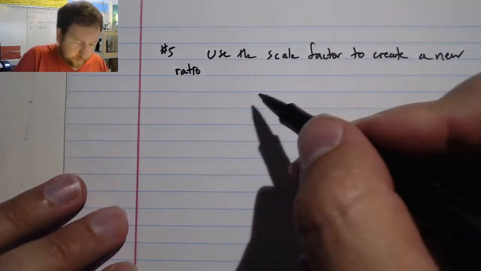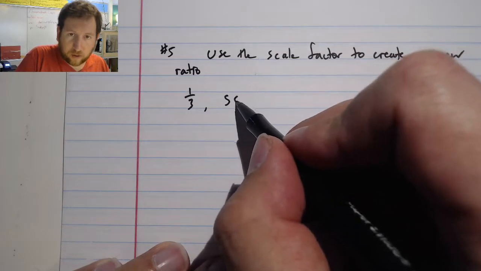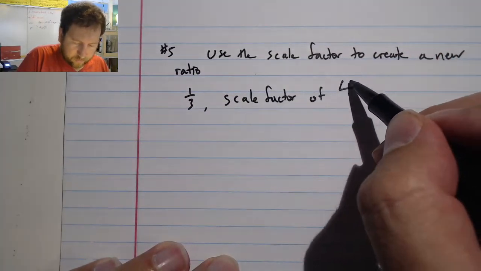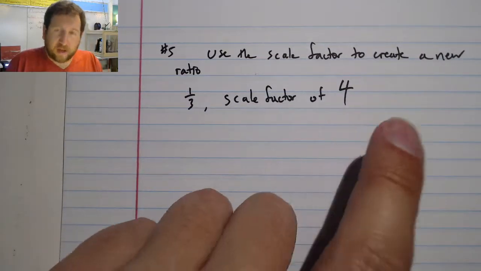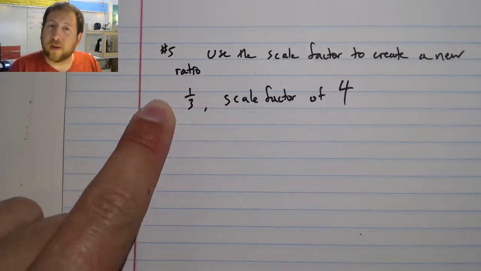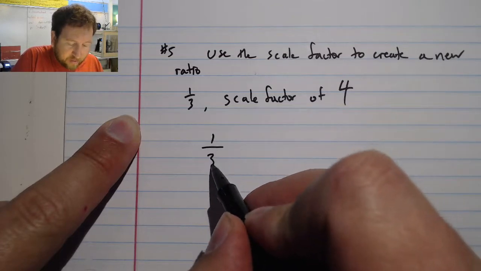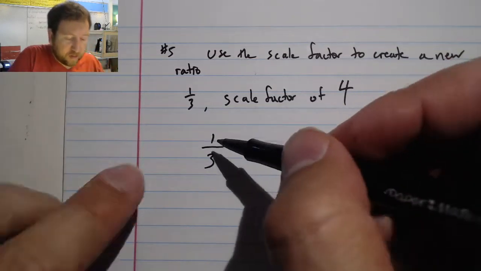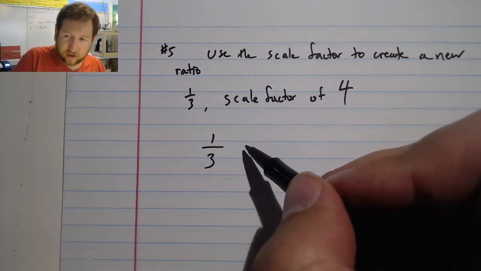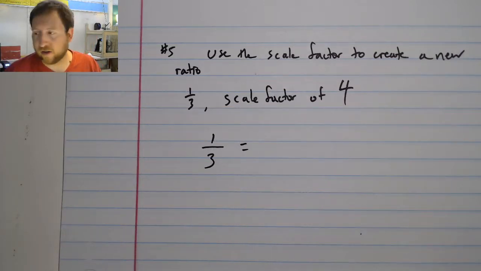And it looks like this. 1/3 scale factor of 4. And I think these are a little bit unclear, so I want to say how I would do these. I would treat it as this is like a little bit of a ratio, just like I did in the previous problem. So I'd say one side of 3 is equal to the other side of, or one side of 1 is equal to the other side of 3, and then I would just have a multiplication set up that would be equal to a similar triangle.